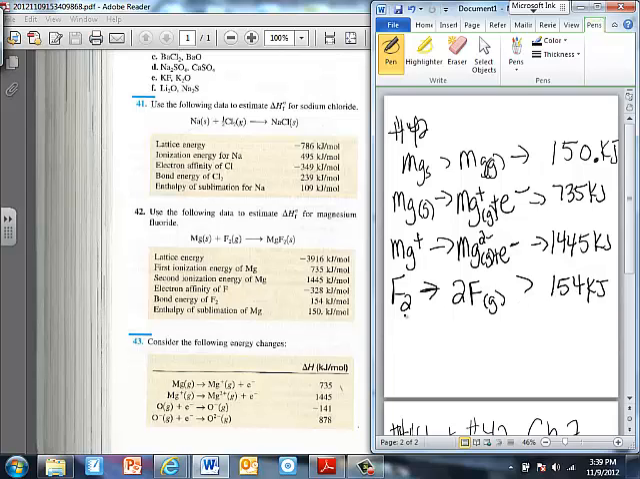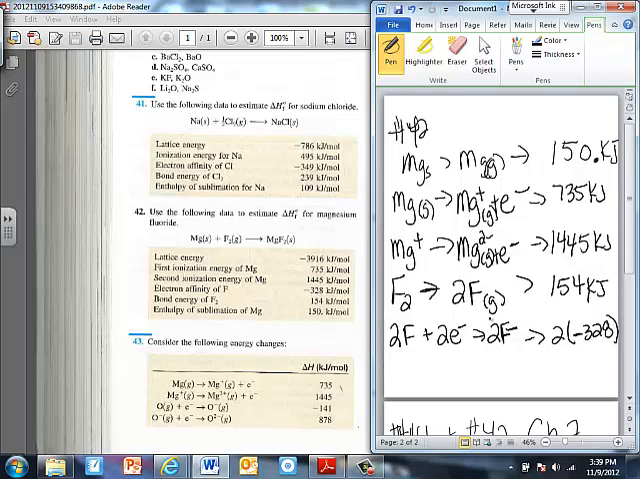Okay, now we need to generate fluorine ions. So for the fluorine ions, since there's 2 of them, we need to add 2 electrons to get 2 fluoride ions, which means that we have to take that electron affinity and multiply it by 2. So 2 times negative 328.